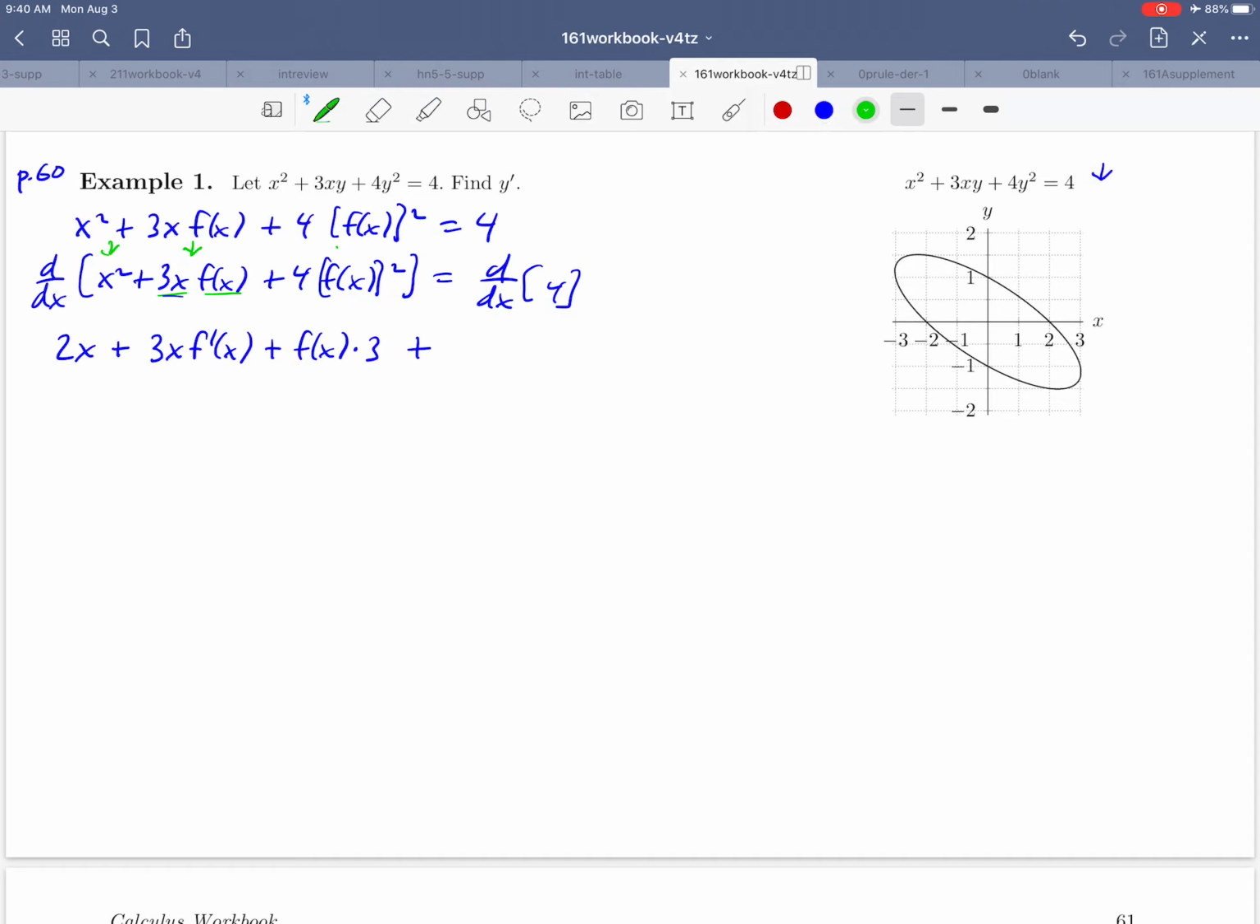And now we come to this term, the 4 times f of x squared. The 4 is just a constant, so it's going to come along for the ride. And then what do we get when we take the derivative of f of x squared? Well, notice that that's a chain rule. The u is the f of x. So when you take the derivative of u squared, you're just going to get 2u, so 2 f of x. And then the second piece of the chain rule says take the derivative of the u, that's going to be f prime of x. And then finally, over on the very right-hand side, what's the derivative of 4? That's just 0, because 4 is constant.